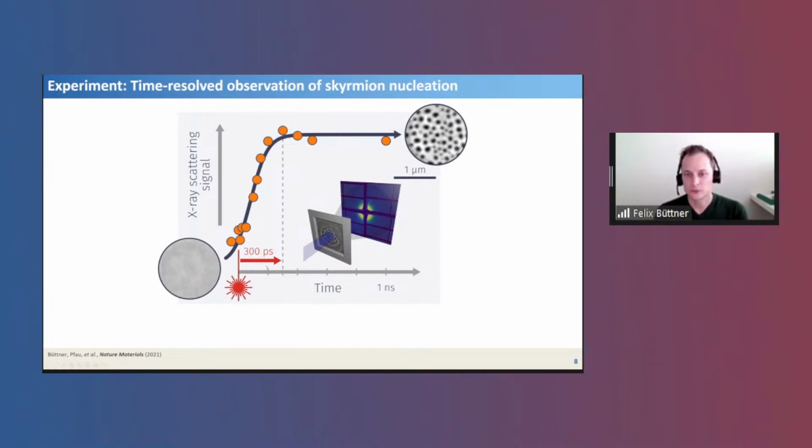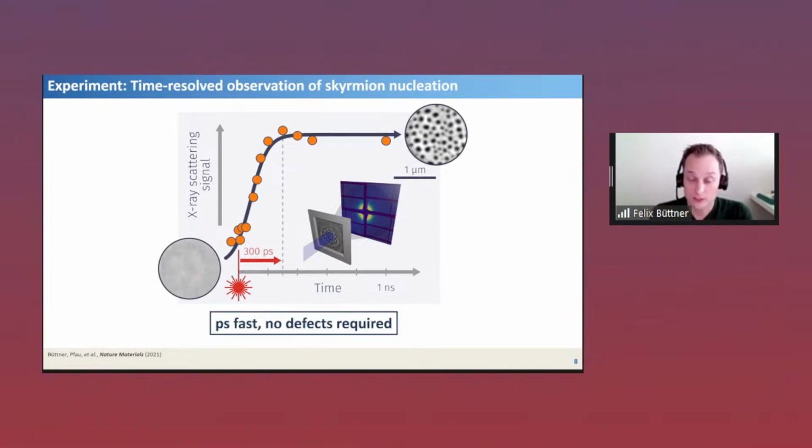So this process is very fast. Remember that even the simulation I showed before for spin orbital nucleation took about 6 nanoseconds. In this case, we are nucleating hundreds of skyrmions in only 300 picoseconds. So this process is even faster than current-induced nucleation. Importantly, it does not require any defects in the material. We just illuminate the homogeneous material, and we still get skyrmions out of that.